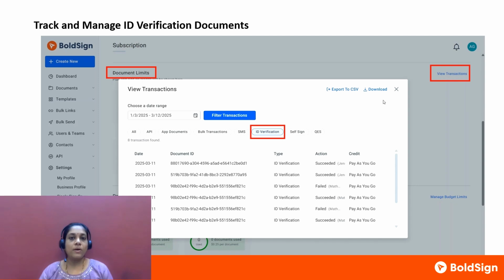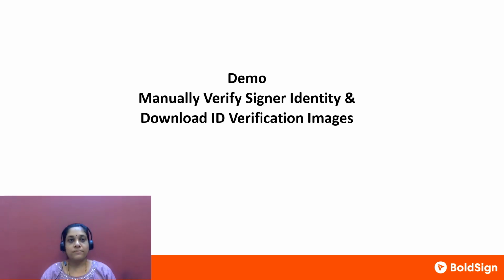Look out for any documents that show a failed verification status. If you spot any, you can manually review them and allow the signer to sign the document directly, or you can reset the verification so the signer can confirm their identity again. Now let's see a quick demo on manually verifying signer identity and downloading ID verification images.